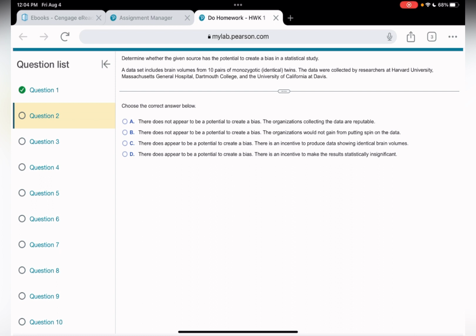So A, there does not appear to be a potential to create a bias. The organizations collecting the data are reputable. I would say this, yes, all these organizations: Harvard, Massachusetts, Dartmouth College, California, Davis, yes. But let's read just in case the second answer also.